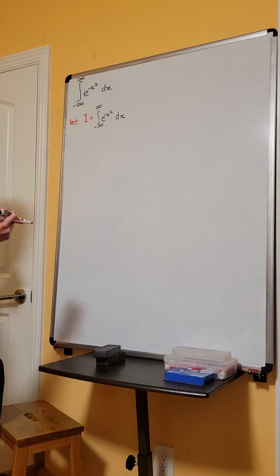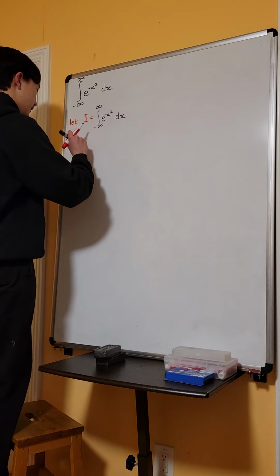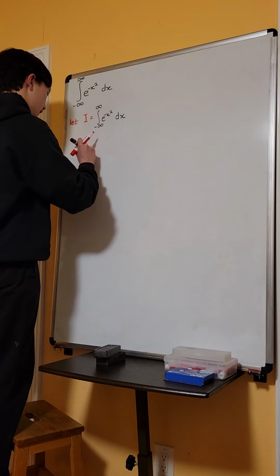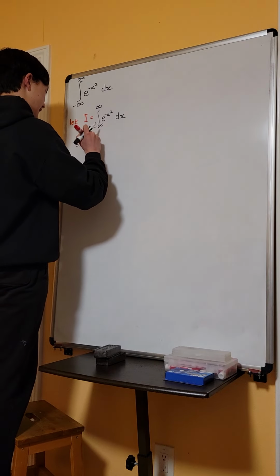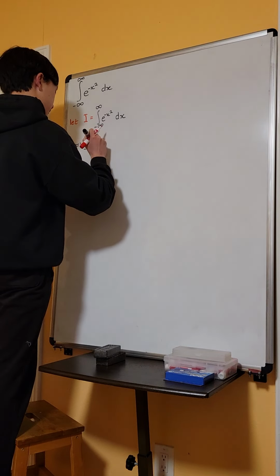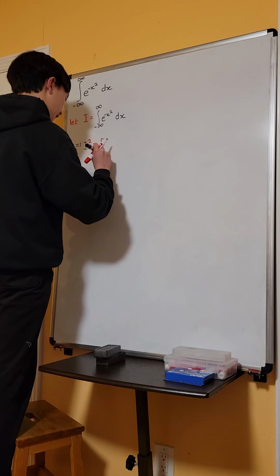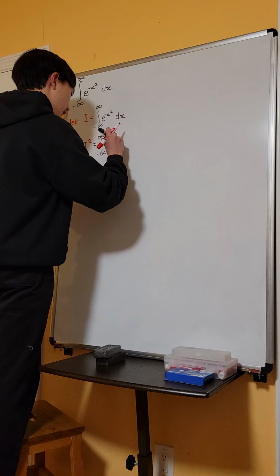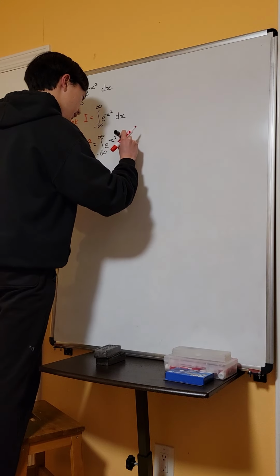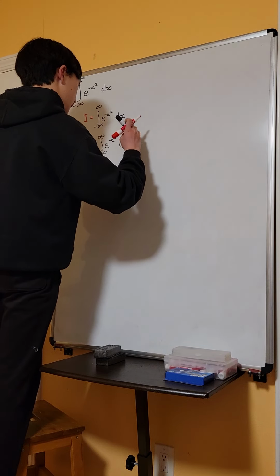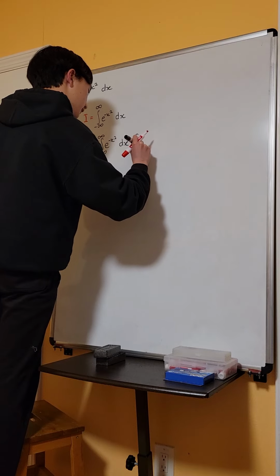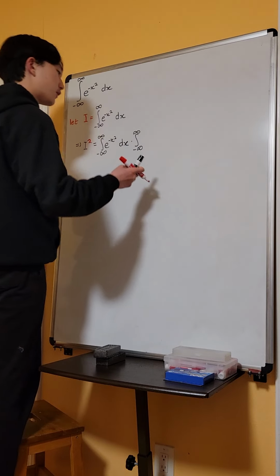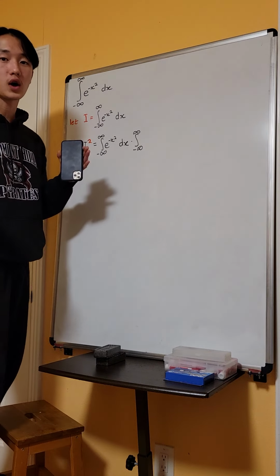So, if we square both sides, I squared is equal to, well, of course, negative infinity to infinity, e to the negative x squared, and then we're going to multiply with another one, times negative infinity to infinity. However, here, I'm not going to use x, I'm going to use y.